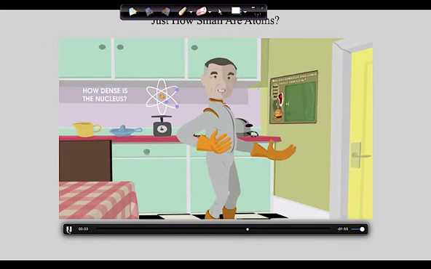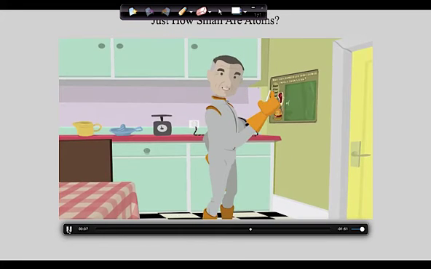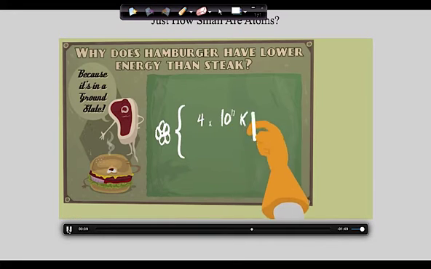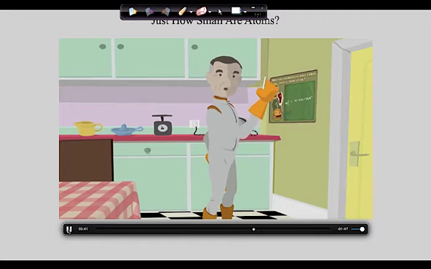How dense is the nucleus? Well, the answer is crazy. The density of a typical nucleus is 4 times 10 to the 17th kilogram per meter cubed. Got it? That's it. You don't need to write it down. That's the density of the nucleus. And that all makes sense to you, right? Of course not. But that's hard to visualize.